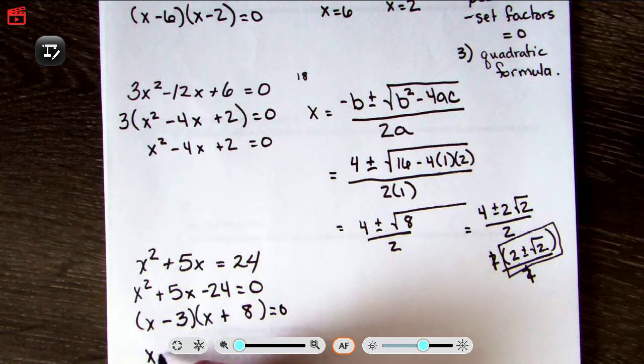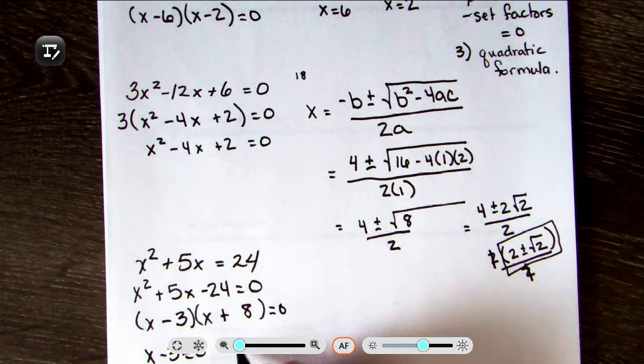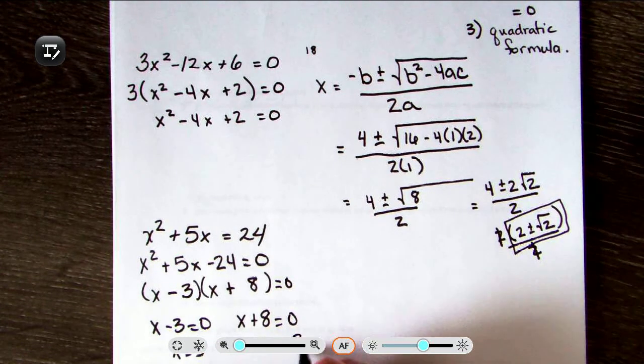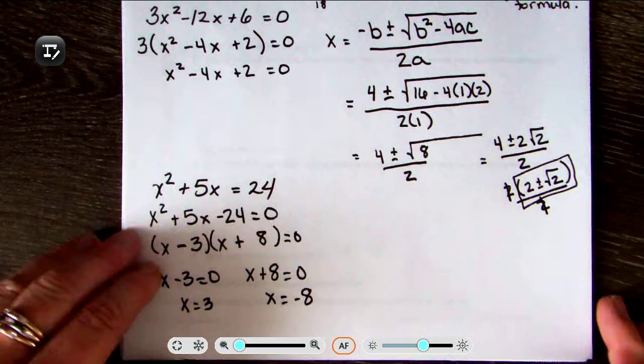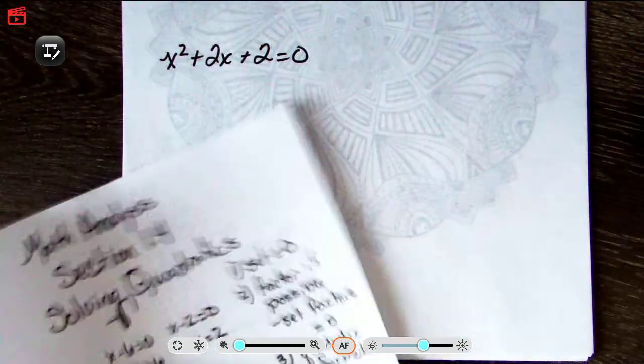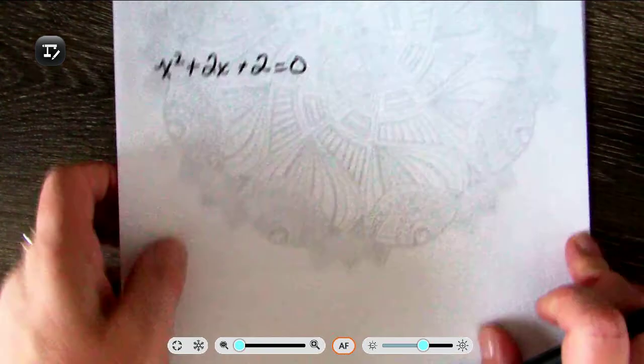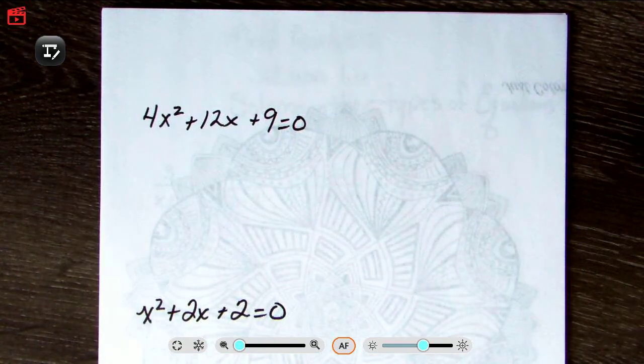Setting each factor equal to 0, x is equal to 3, x is equal to negative 8. Okay. I do have a couple more, just for practice.